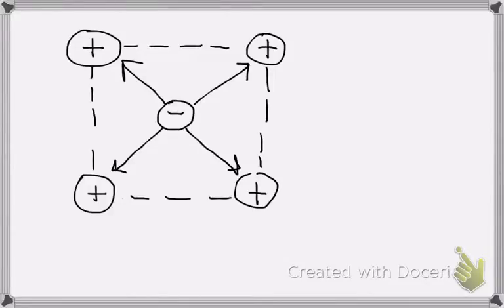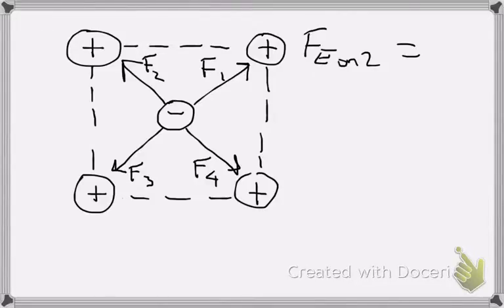Okay, so we have 4 total forces acting on this. So that means F1, F2, F3, and F4. Somehow adding all their vector values will tell us what the net force is. So the total electric force on, instead of 2, let's erase that. Let's say that's on the negative charge.